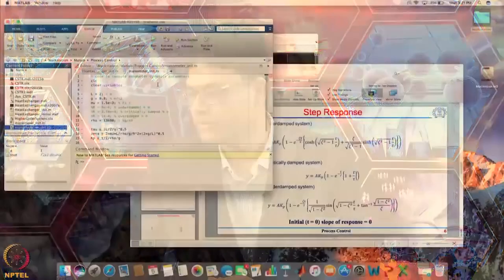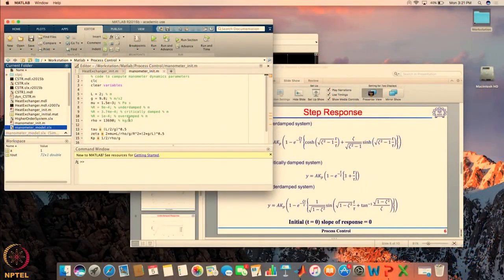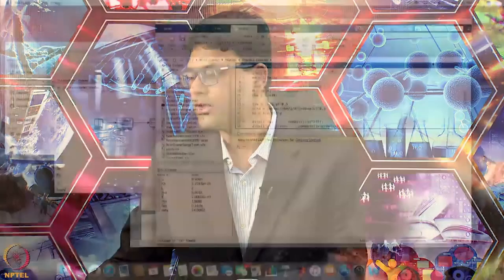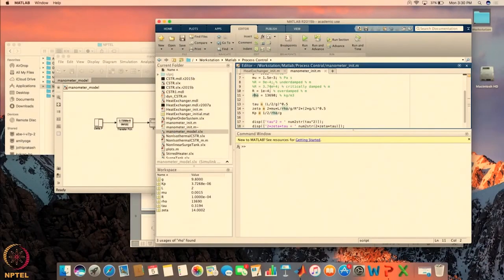So let's start with how the response looks when we have an overdamped response. For that, these are the parameters of the manometer, and the only thing which we are going to change is the radius of the manometer. We'll see that by just changing the radius of the manometer, we can move it from one type of second order dynamics to the other. When we take the radius of this manometer to be 1 times 10 to the minus 4, we are going to get an overdamped response. So let us see what parameters we get.